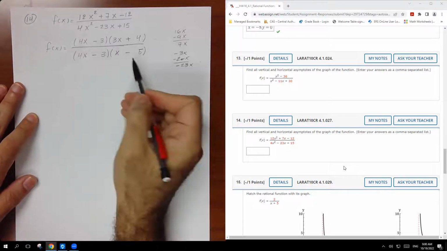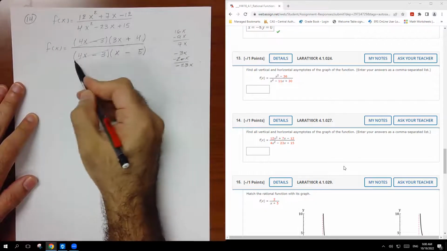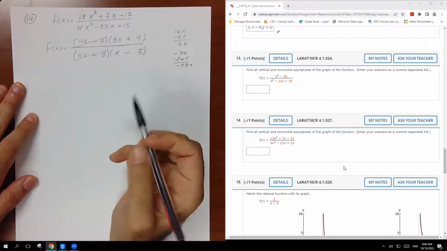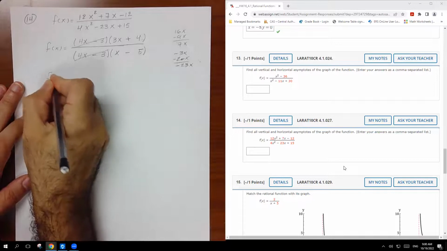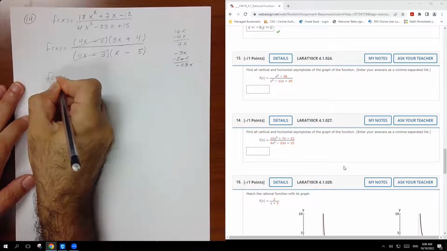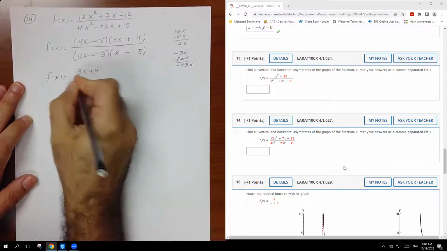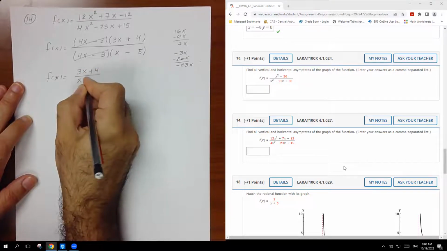Now check, we have like terms. This parentheses cancels with this one because they are the same. That means f of x is going to be equal to 3x plus 4 over x minus 5.